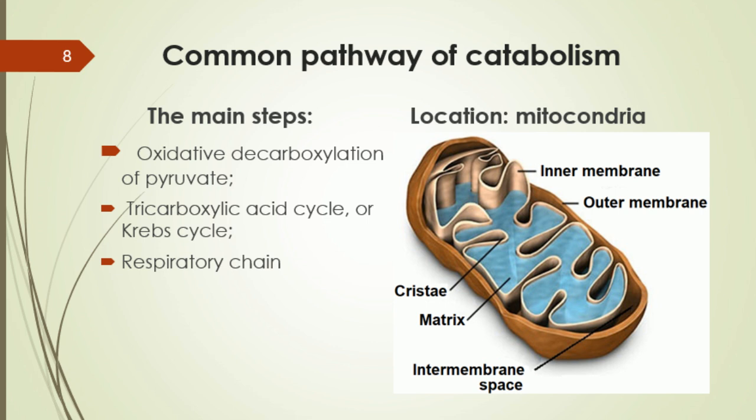The main steps of the common pathway of catabolism are oxidative decarboxylation of pyruvate, tricarboxylic acid cycle or Krebs cycle, and oxidation of reduced coenzyme forms in the respiratory chain, coupled with ATP synthesis. The first two steps occur in the mitochondrial matrix, while the respiratory chain occurs in the inner mitochondrial membrane.